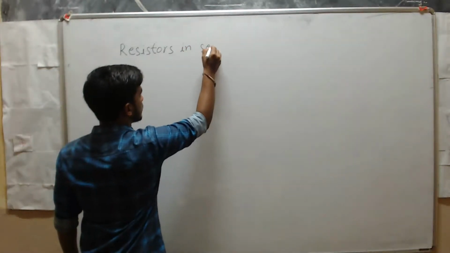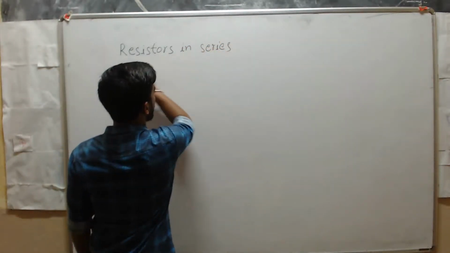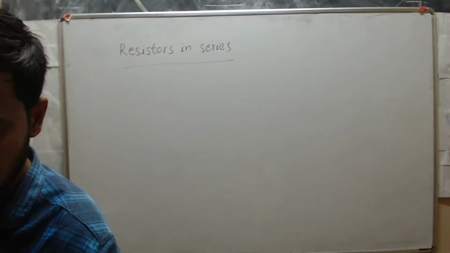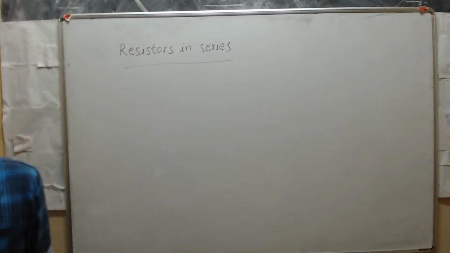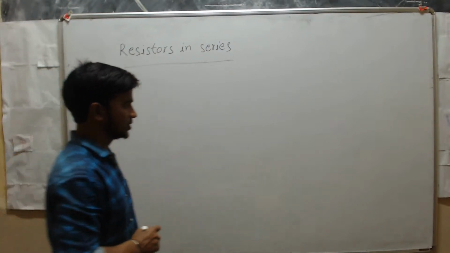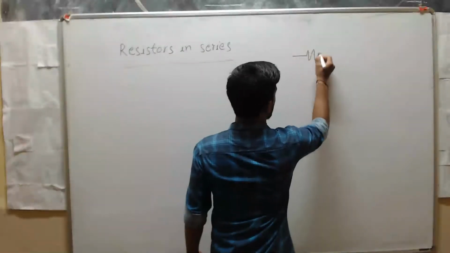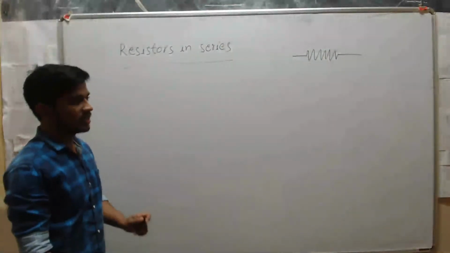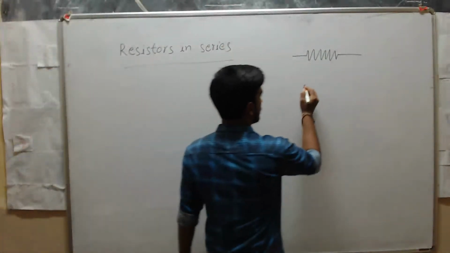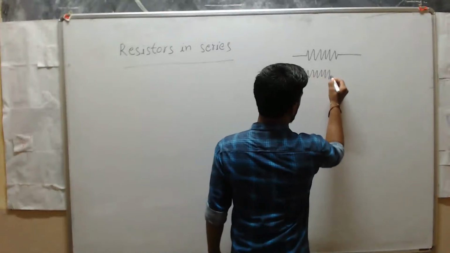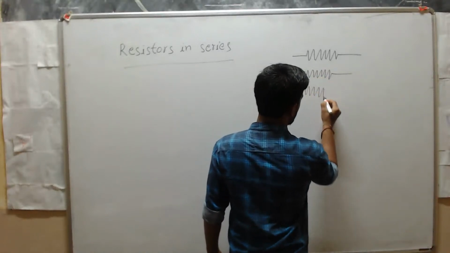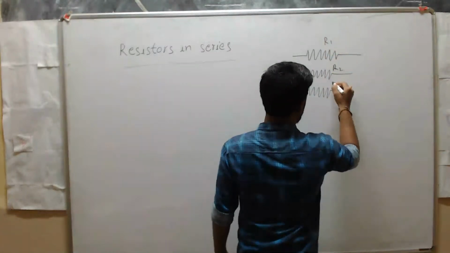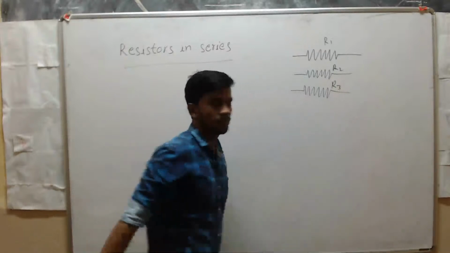Resistors in series. Now consider I have three resistors. This is the symbol of a resistor. Now consider you have three resistors. I will call this R1, this is R2, and this is R3.